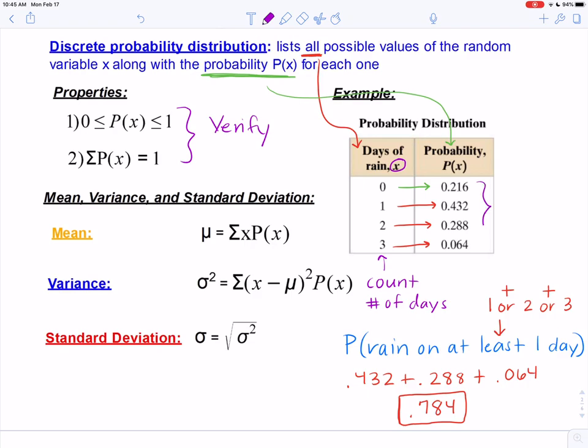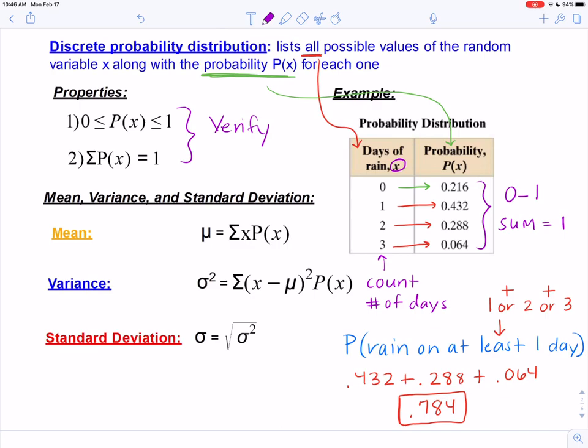So I can just scan through here and I can see, yes, everything is between 0 and 1, so I'm good there. The second one says if you take the sum of your probabilities, it should sum to 1. And this relates back to relative frequencies, right? We already know that probabilities are relative frequencies, and we know that relative frequencies should sum to 1. So this is along that same thing.